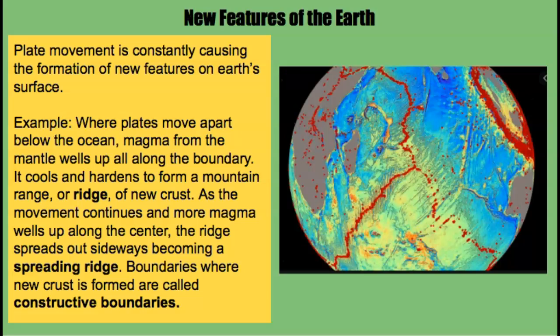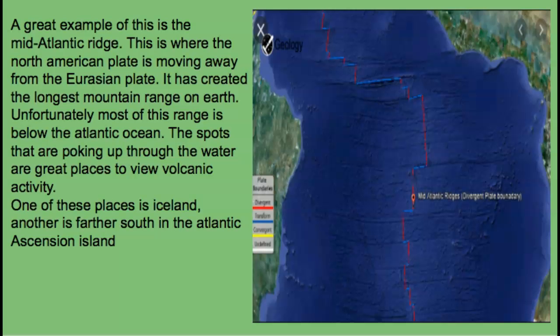Where plates move apart below the ocean, magma from the mantle will well up in between those plates along the boundary. It'll cool and harden and form a mountain range or ridge of new crust. As the movement continues and more magma wells up in the center, the ridge spreads out sideways, becoming a spreading ridge. Boundaries where new crust is formed are called constructive boundaries. Now, an example of this is the Mid Atlantic Ridge.